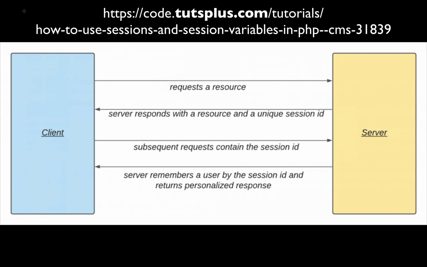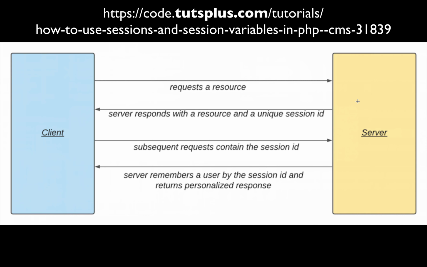On the initial request, a session gets started. The client, which in our case was my browser, requests a resource of the server, and the server responds with a resource, that being the Amazon web page that we were after, and a unique session ID. This happens the first time that a session needs to be started.